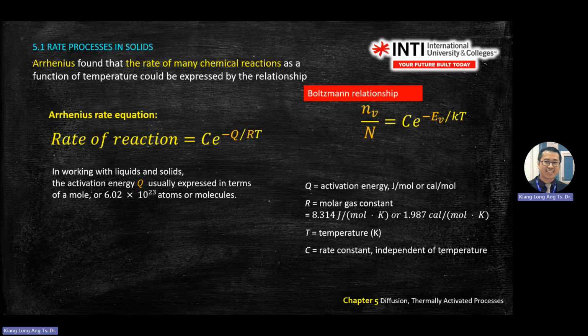Temperature in Kelvin. C is a constant. If it's not given in the question, assume 1. Sometimes we forget to give you C, so in your solution, you just write assume C equal 1, and then you substitute the value.